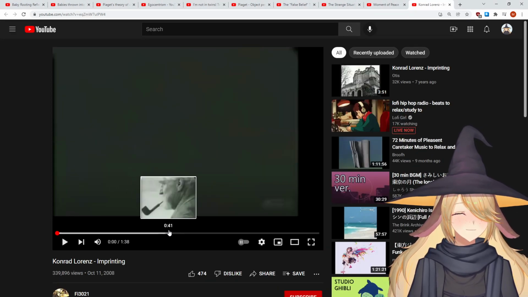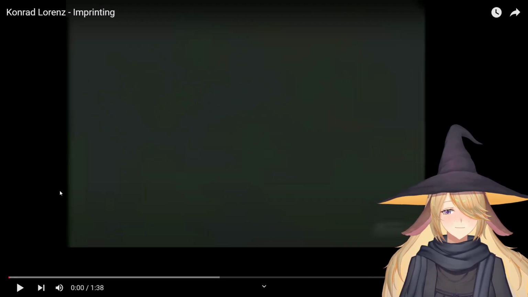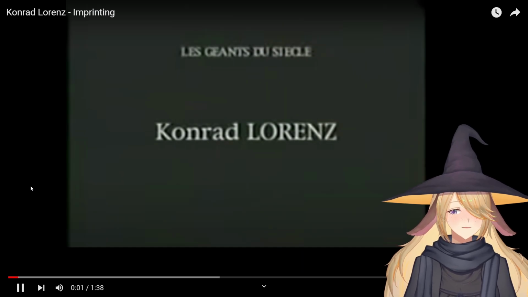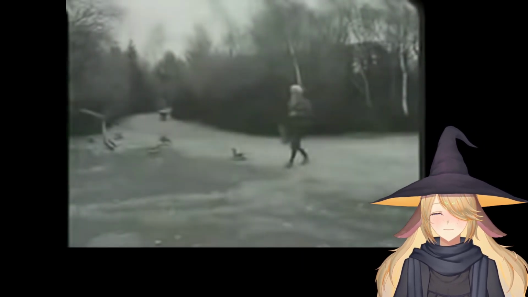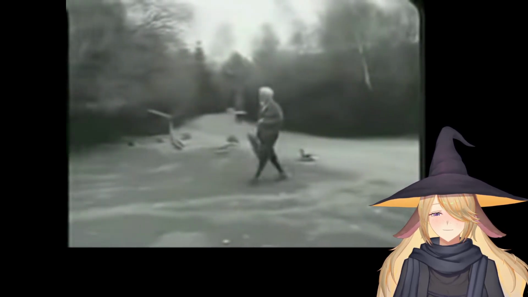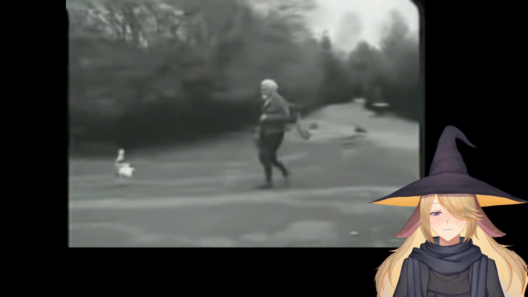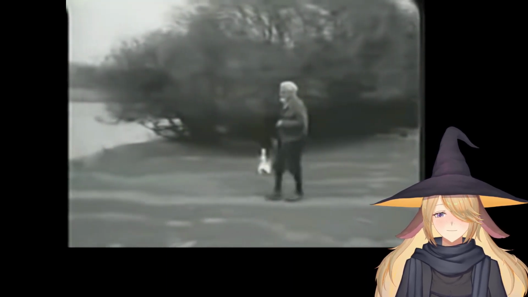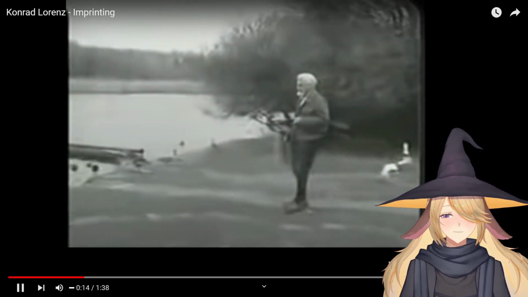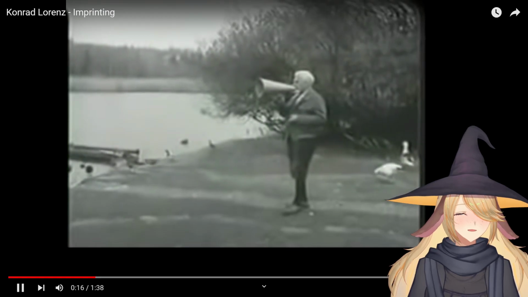It's like looking at goslings. So what Lorenz wanted to do, let's just watch the whole video. It's very fun. Lorenz wanted to see what would happen if a group of goslings saw him as their first sight after being born. So they come into the world, and this is who they see.